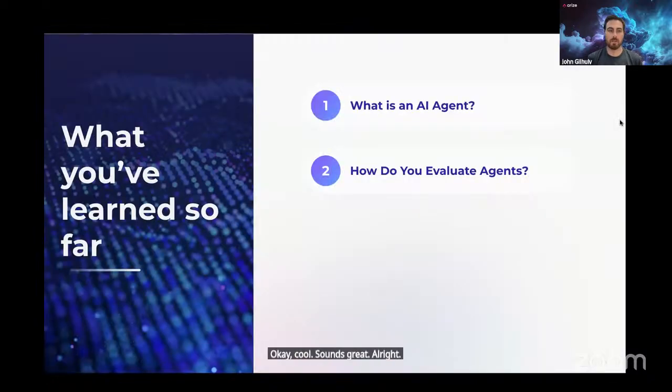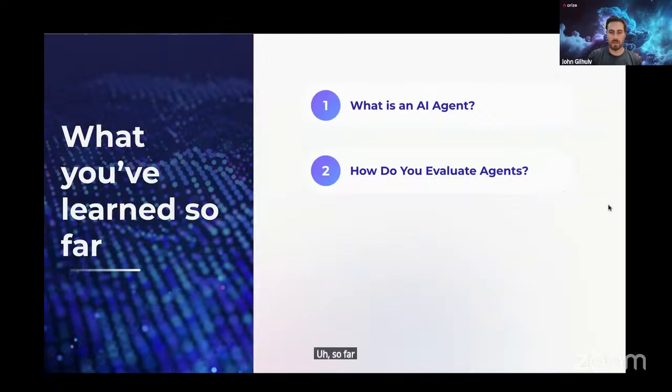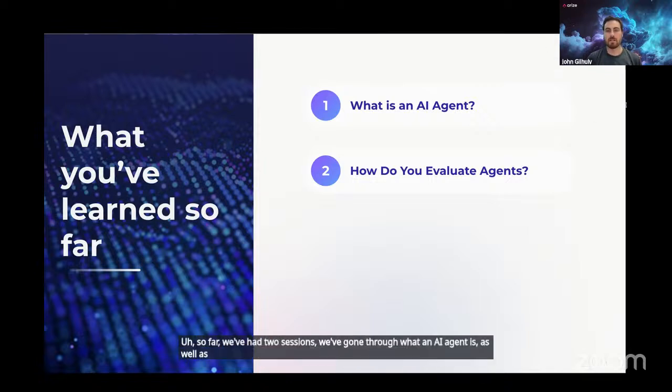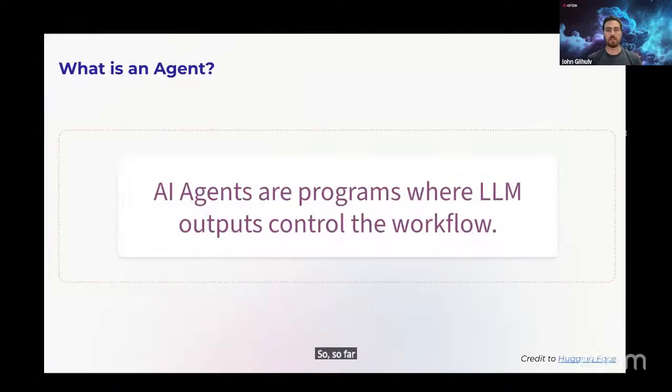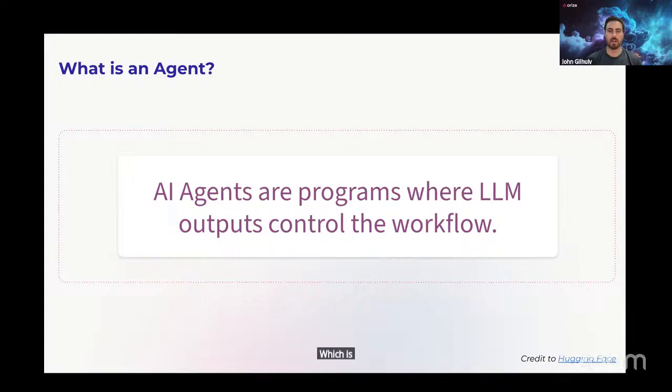Cool. So a little bit of what you've learned so far. We'll do a recap, just to keep everybody fresh here. So far, we've had 2 sessions. We've gone through what an AI agent is, as well as some of the techniques that you can use to evaluate those agents. We looked at a definition of what an agent is, using this general one pulled from the Hugging Face team, which is that AI agents are programs where LLM outputs control the workflow.